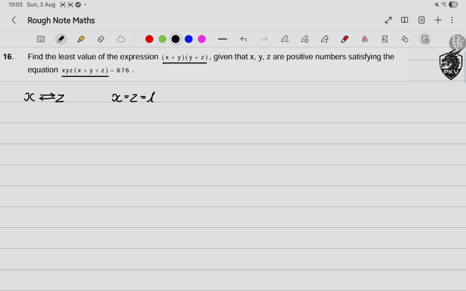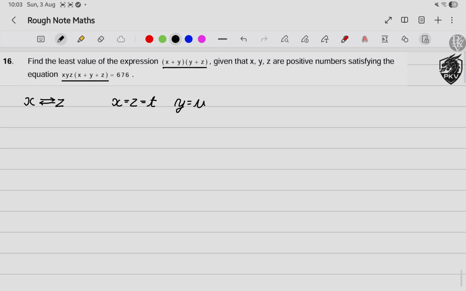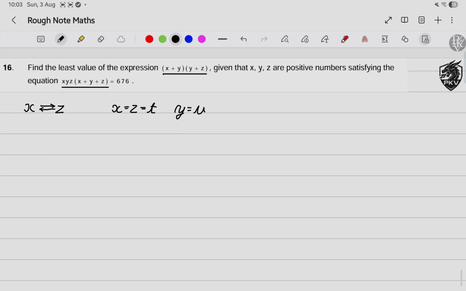I'm going to call that a new variable t. Got it? And I'm going to call the variable y as u, because t works very well with u. Bad joke, sorry. Let's continue.